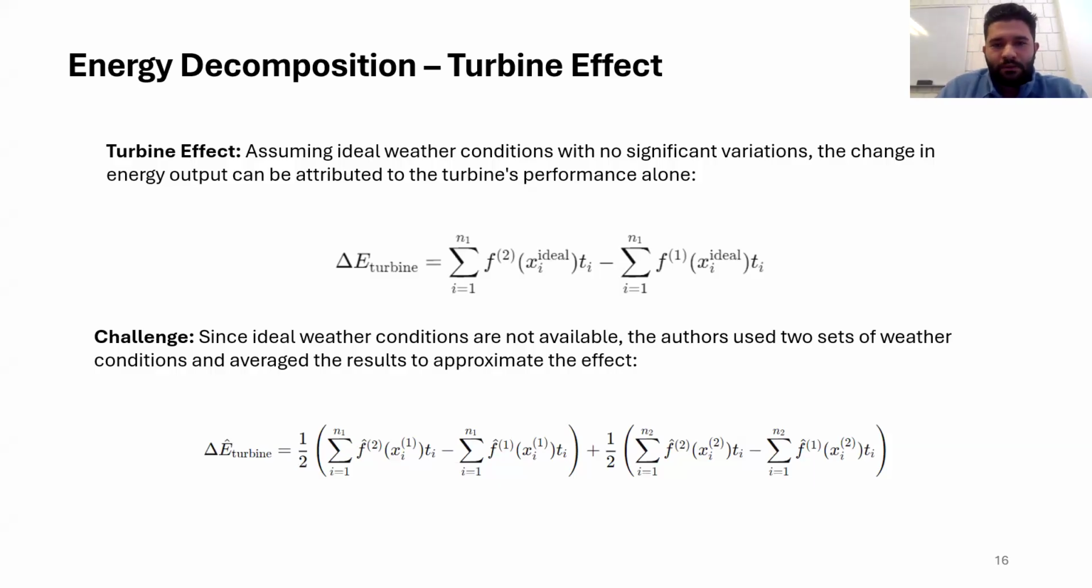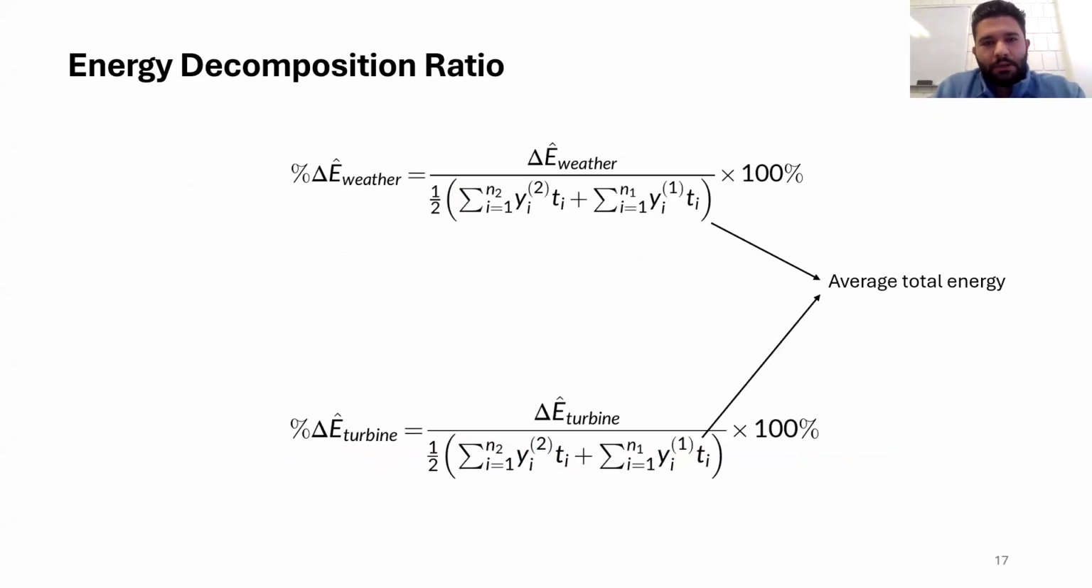So this was the methodology, but actually the ratio is the statistic that we're going to use in practice. For both these delta energies, it just divides them by the average total energy, and then I will get the ratio. Average total energy is just the observed Y summed over a period before the technical change and a period after the technical change, and averaged.